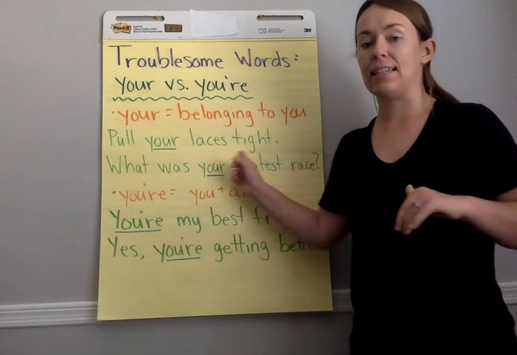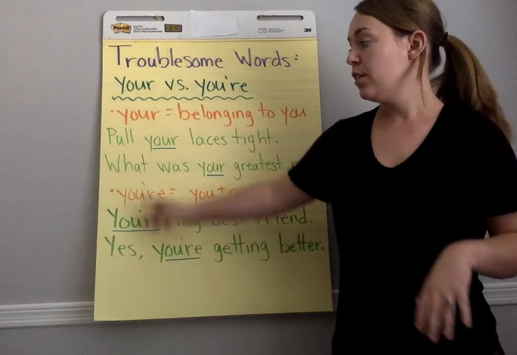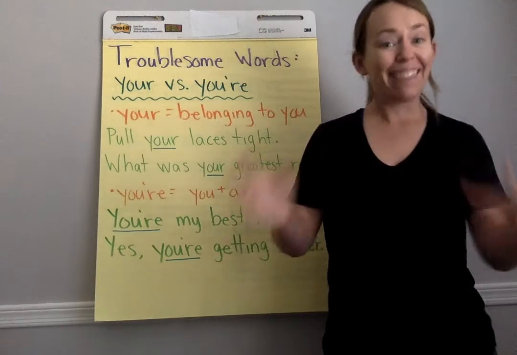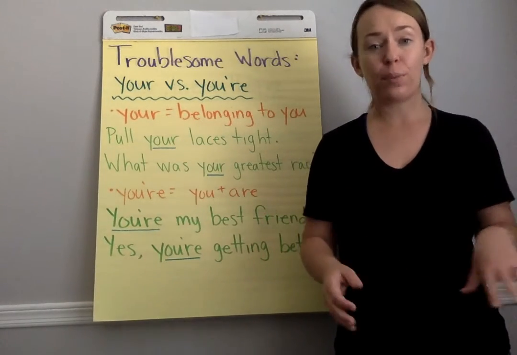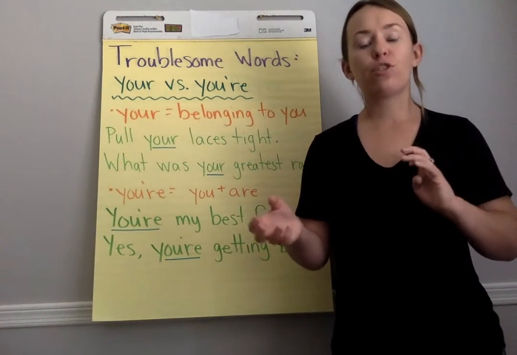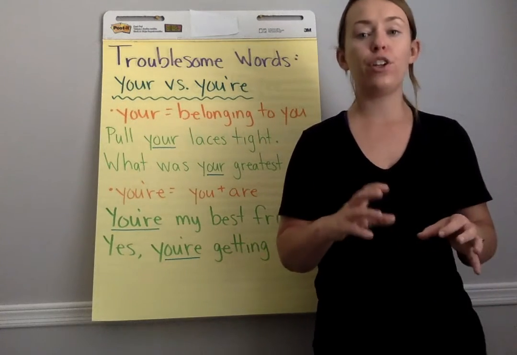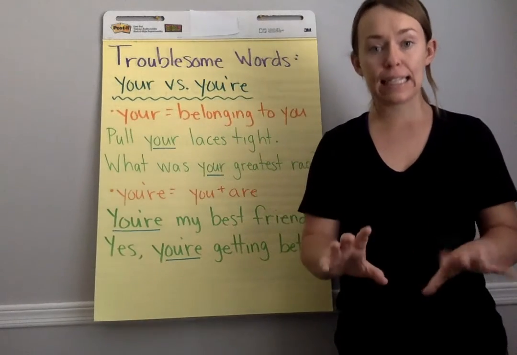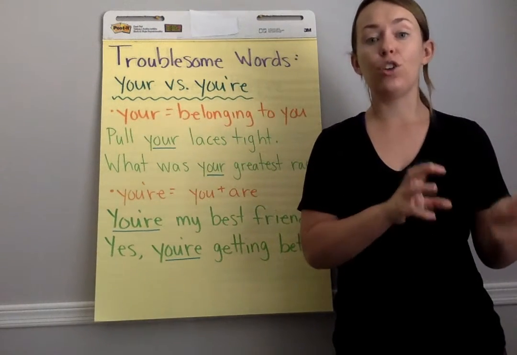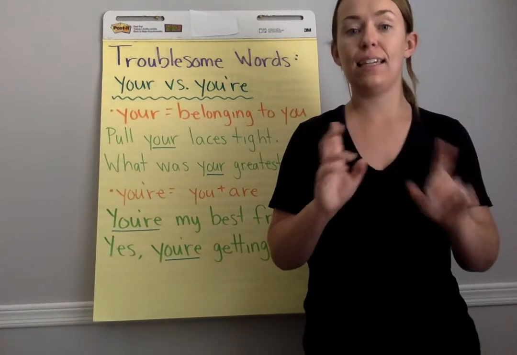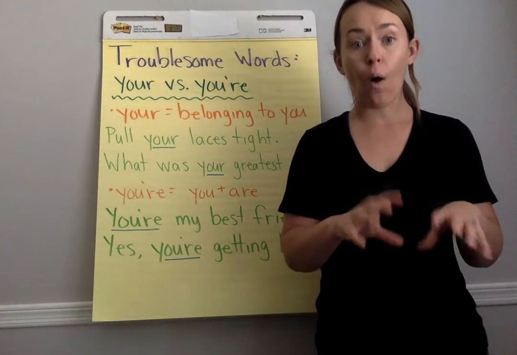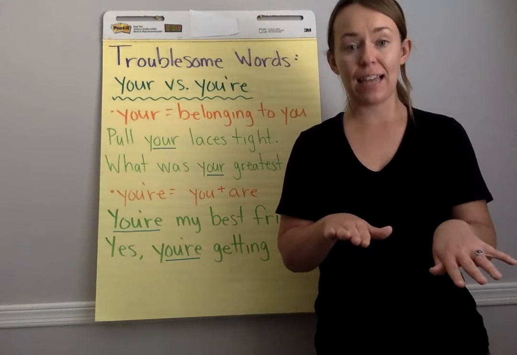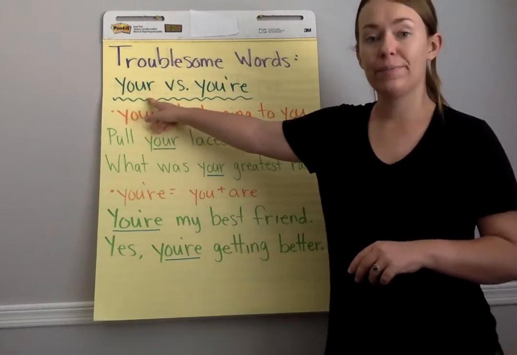Now let's try this sentence and see if it works with you are. What was you are greatest race? That doesn't make any sense, so we don't want to put the contraction in. So when trying to understand whether you want to use this one or this one, take a second, plug in you are instead, and see if it makes sense. If you are makes sense, you can put the contraction. If it doesn't make sense, keep the original one, okay?